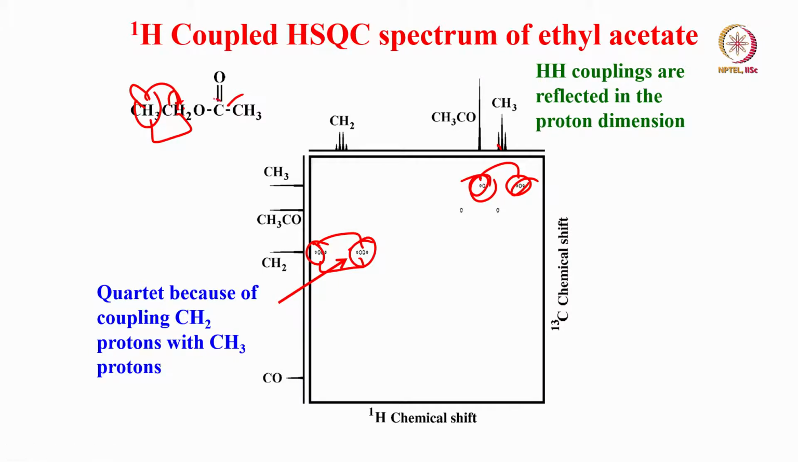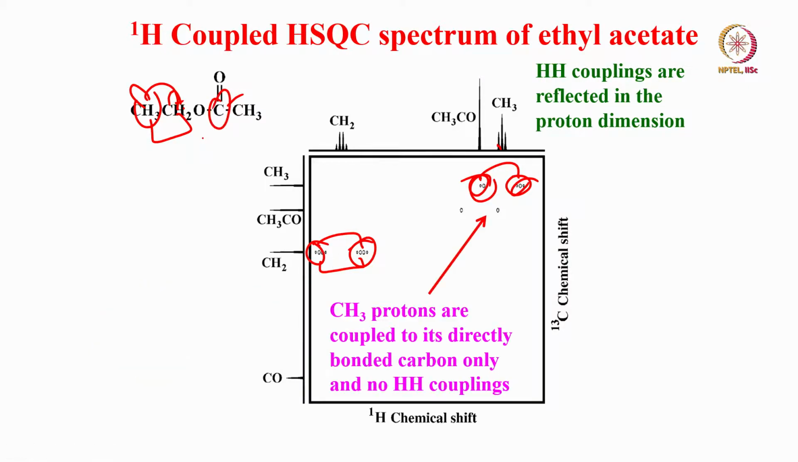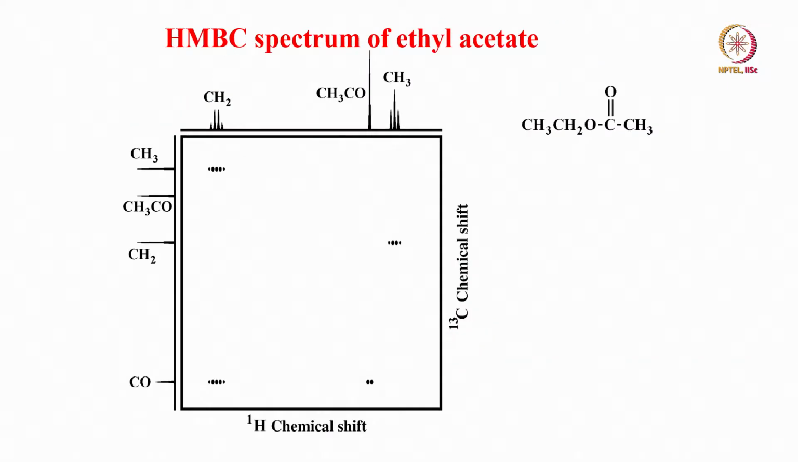Whereas if you come to the CO carbon, the CH3 protons are directly coupled to this. This is not CO, I think this is CH3. CO cannot give a correlation because there is no direct attachment. You will see that only in the HMBC. This is CH3, coupled to this proton, and there is no proton coupling. The satellite is only 2 singlets. This is what it is.